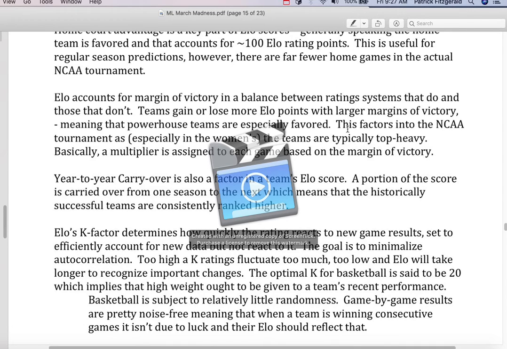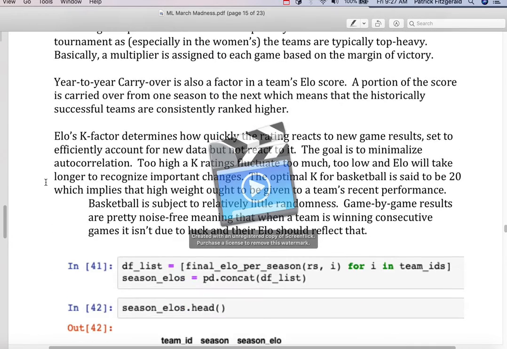This factors into the NCAA tournament, especially in the women's teams, because they're a little more top-heavy than the men. Again, both men's and women's, there are particular powerhouses that are usually very good. It's just more so in the women that's the case. But a real simple explanation is basically a multiplier is assigned to each game based on the margin of victory. And that can be seen in the coding, and I'll link to the coding so you can look at my whole Jupyter Notebook and my R code. That'll be in the description of the YouTube video.